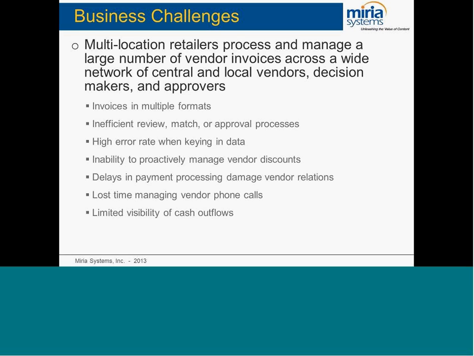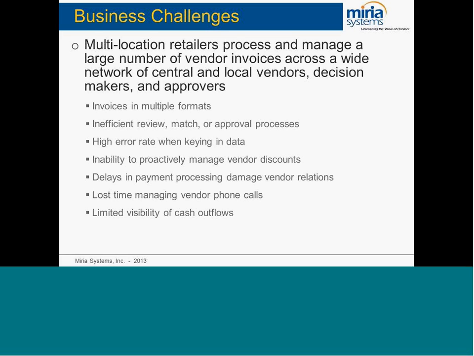traditional paper. Often they're plagued with inefficient review, match, and approval processes, high error rates when keying in data, whether that's done locally at the office location or the retail location, or if it's done centrally somewhere. There may be delays in payment processing, the loss of their credits or prepayment discounts because it takes too long to get things through the system. And lost time managing vendor phone calls of when they're going to get paid, what's the status of my invoice, did you get it? And then, of course, limited visibility of cash flows as they roll up to the overall corporation.